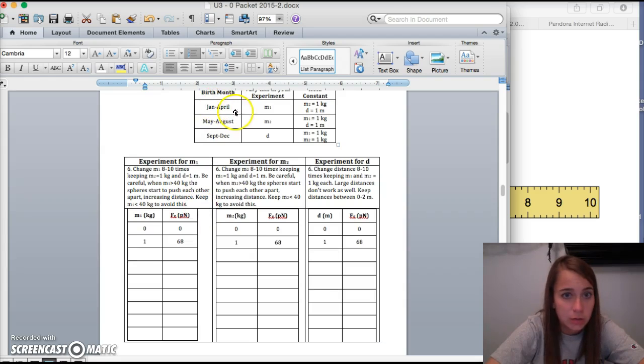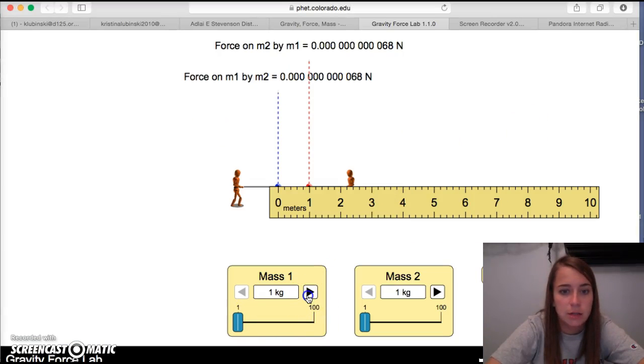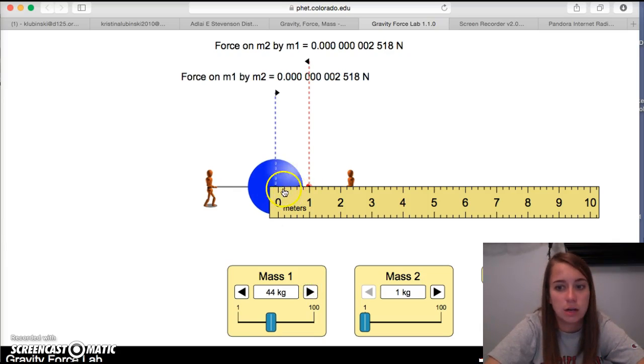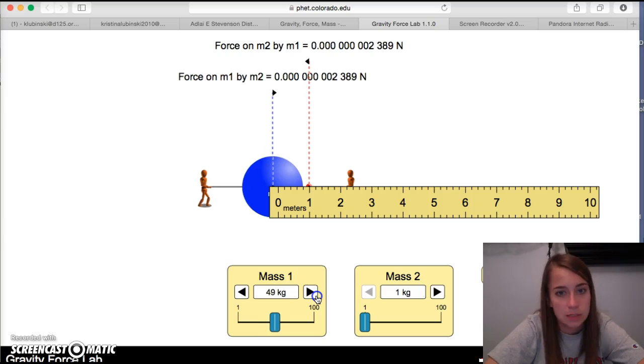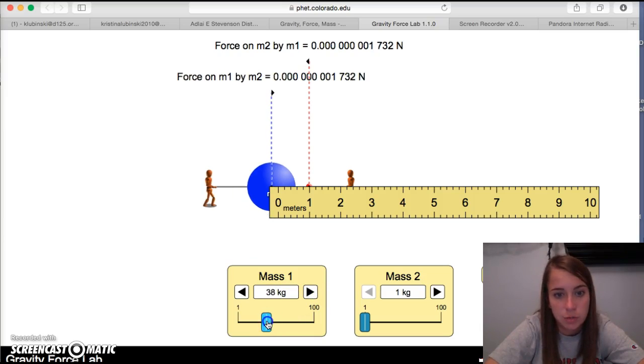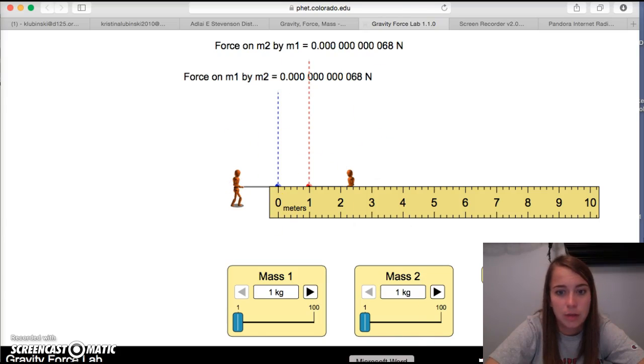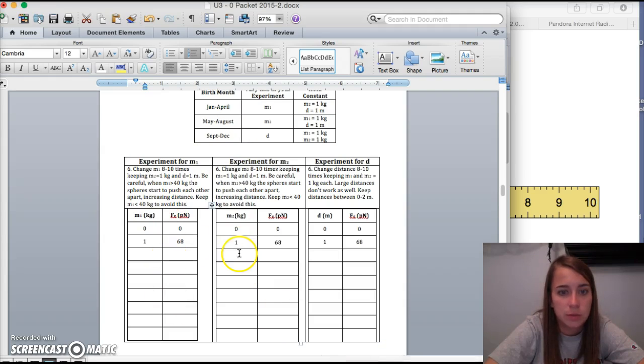A couple of things. If you're born in January through August, you're changing the mass here. You see the mass of this blue sphere getting larger and larger. Something to notice is that if I go above around 40 kilograms, it starts to move. Now the distances are increasing, so we're no longer keeping distance constant, and this isn't a valid experiment. So you want to keep the mass somewhere between 1 and 40, and keep the objects 1 meter away from each other. This is kind of touchy, so you want to be careful with that if you're doing these two columns.